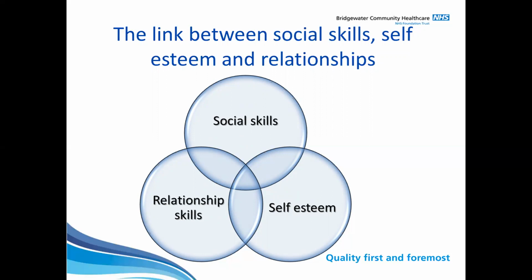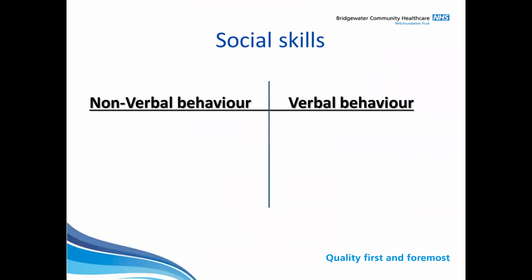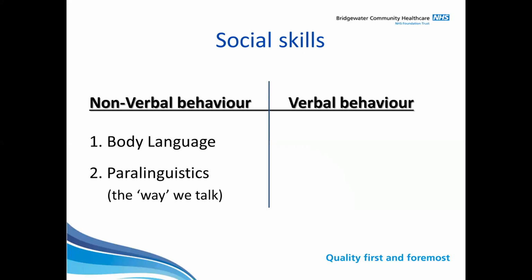Let's have a look at social skills in more detail now. When we consider someone's social skills, it's important to think about them in two main areas: non-verbal behaviour and verbal behaviour. Non-verbal behaviour involves no talking or words, so things like body language and paralinguistics. Paralinguistics is the way we talk and incorporates things such as tone of voice, pitch, and manner of speaking.